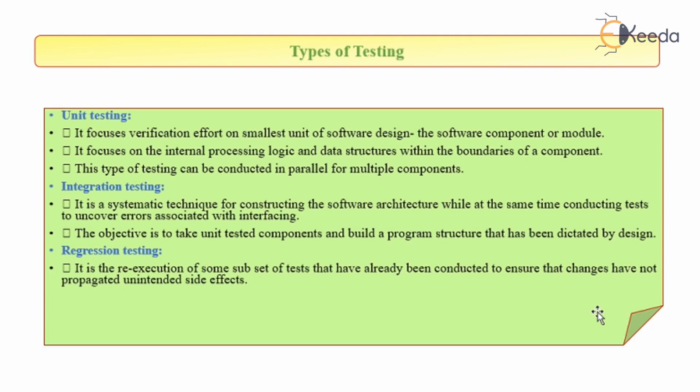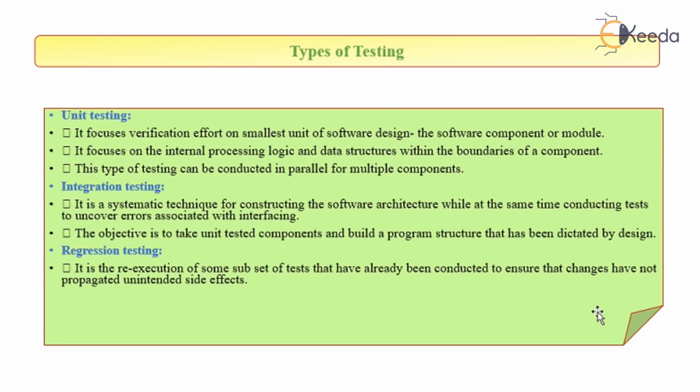First one is unit testing. It focuses on verification effort of the smallest things of software design, the smallest component or module. It focuses on the internal processing logic and data structures within the boundaries of the component. This type of testing can be conducted in parallel for multiple components, since it is the testing of the smallest unit or the smallest code.